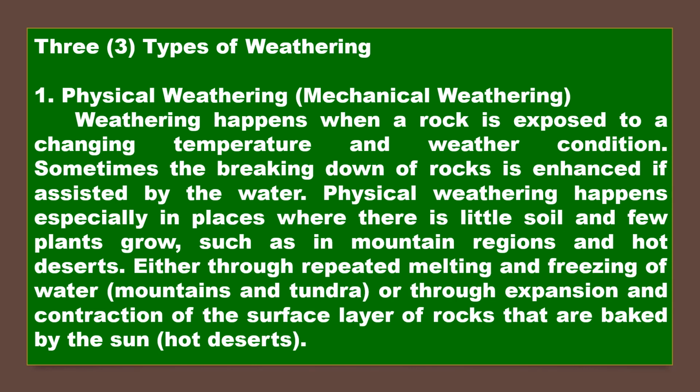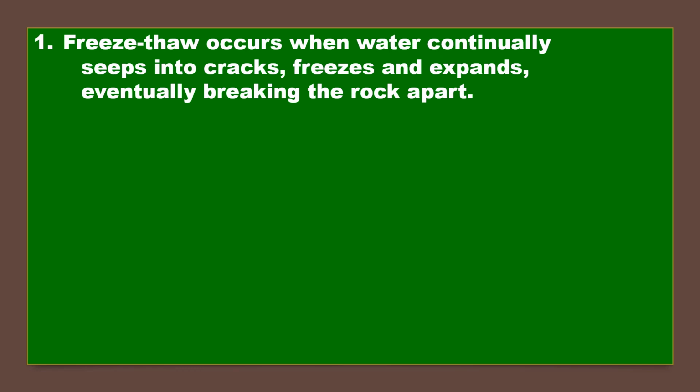Physical weathering happens especially in places where there is little soil and few plants grow, such as in mountainous regions and hot deserts. Either through repeated melting and freezing of water in mountains and tundra, or through expansion and contraction of the surface layer of rocks that are baked by the sand in hot deserts. Water continually seeps into cracks, freezes, and expands, eventually breaking the rocks apart.